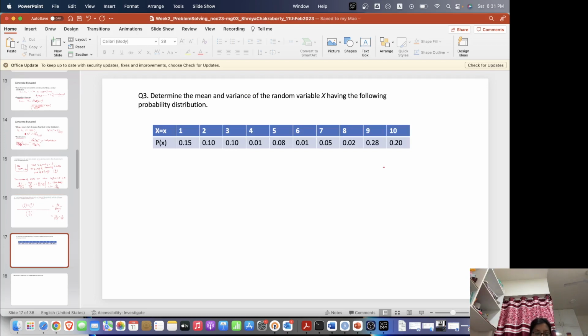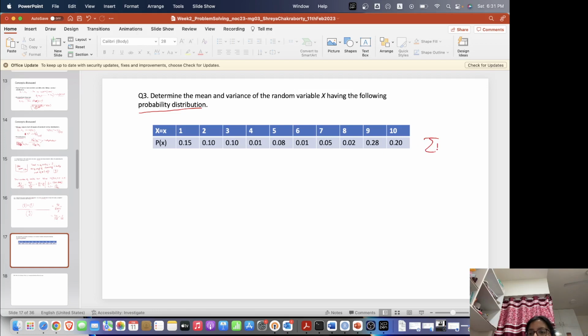Now this is question number 3. We have to determine the mean and variance of a random variable which has the following probability distribution. The first thing that I would like to suggest to you is that before solving any of these problems with a finite number of values, just make it a habit to find out if at all it is a probability distribution.